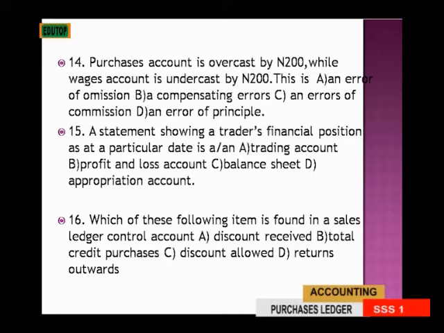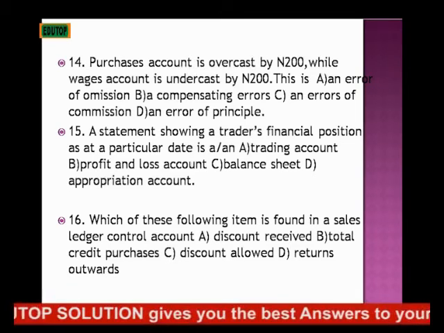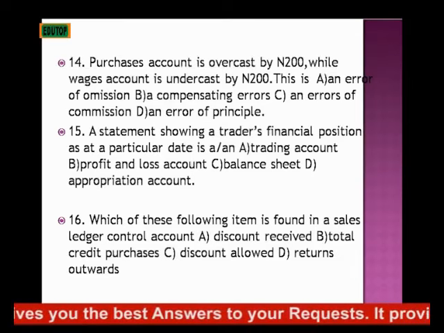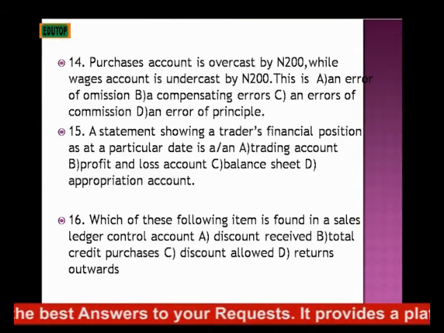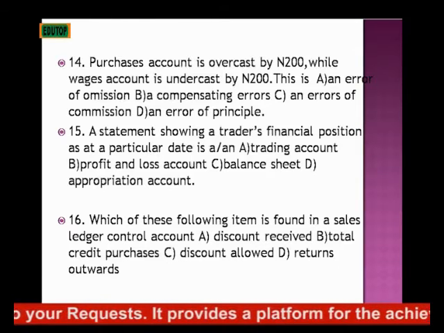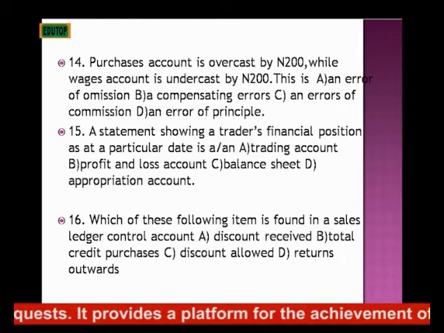The 15th question says, a statement showing a trader's financial position as at a particular date is A, trading account; B, profit and loss account; C, balance sheet; D, appropriation account.